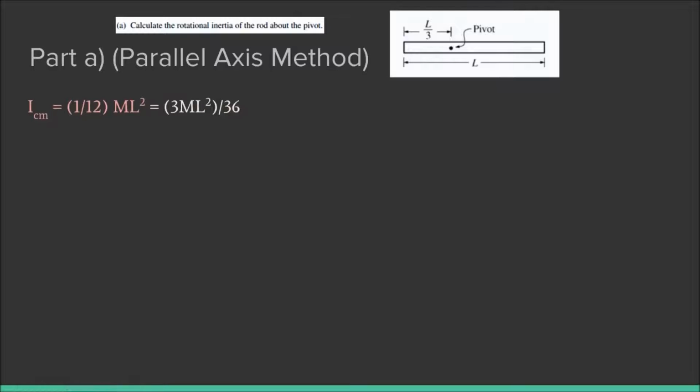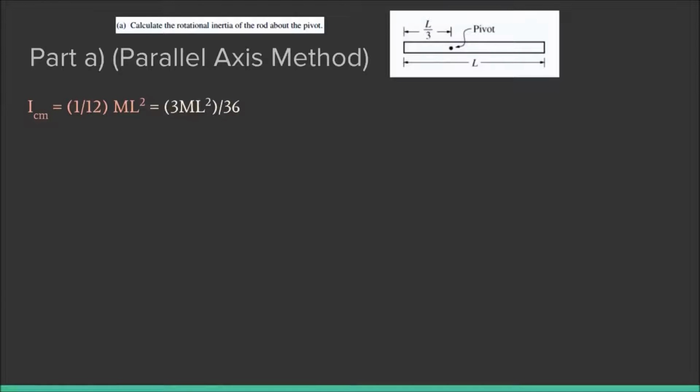Now, for this problem, let me make two things clear. The center of mass of the rod is not at the pivot. The center of mass is at L over 2, directly in the middle of the rod because it's a uniform rod. The pivot is at L over 3 distance from the left side, so these two things are not in the same spot. So the pivot is not at the center of mass, which, since we have an object rotating about an axis that is not at the center of mass, we know we can use the parallel axis theorem.